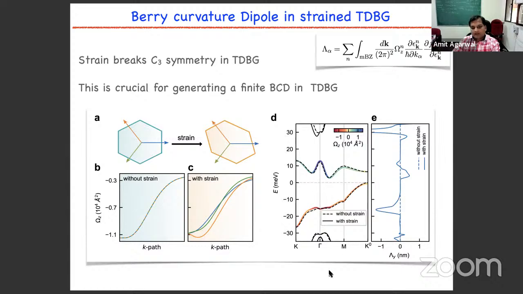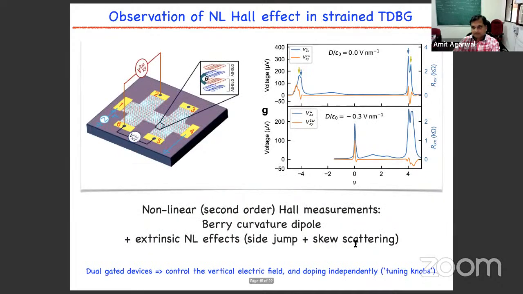Okay. So next, let's turn to experiments. First, let's establish the observation of nonlinear Hall signal in strained twisted bilayer graphene. Here's the experimental setup, the schematic, let's say. You have this twisted double bilayer graphene: AB stacked bilayer graphene, another AB stacked bilayer graphene, and they are rotated with respect to each other by an angle close to 1 degree. For this set of plots, this is specifically 1.1 degrees.